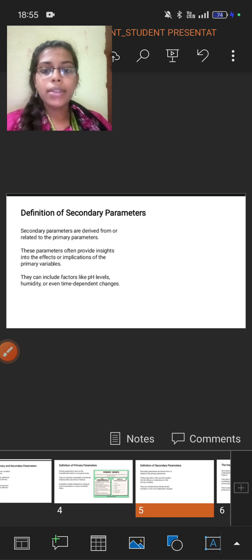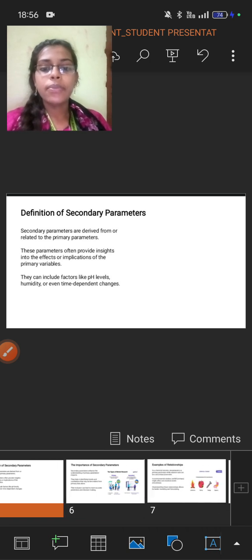Definition of secondary parameters. Secondary parameters are derived from or related to the primary parameters. These parameters often provide insights into the effects or implications of the primary variables. They can include factors like pH levels, humidity, or even time dependent changes.